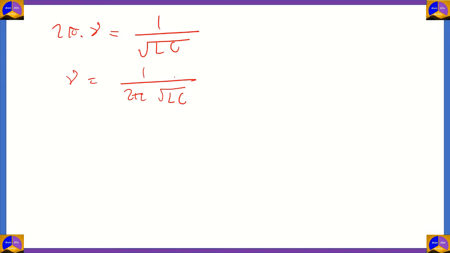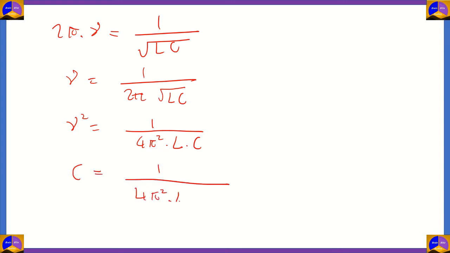So what we're going to do now is square both sides. The left hand side is frequency squared, and the right hand side is 1 by 4 pi square times L times C, because these are out of their roots. Now we swap the position of C and the frequency, so the capacitance will be equal to 1 by 4 pi square times L times the frequency squared.